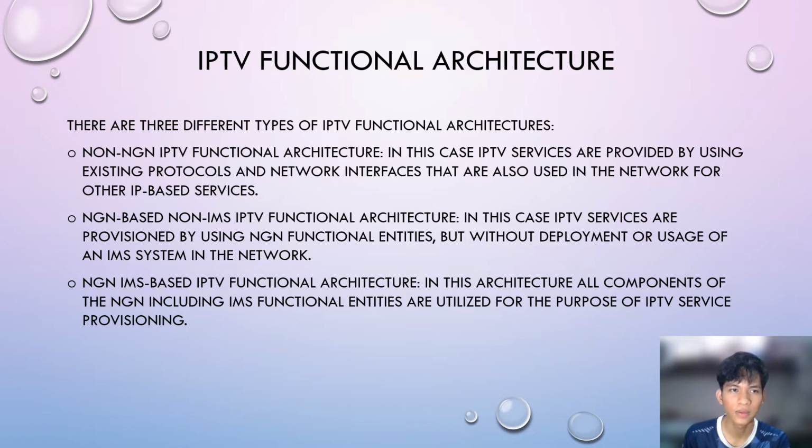IPTV functional architecture. There are three different types of IPTV functional architecture. First is non-NGN IPTV functional architecture. In this case, IPTV services are provided by using existing protocols and network interfaces that are also used in the network for other IP-based services. Second, NGN-based non-IMS IPTV functional architecture. In this case, IPTV services are provisioned by using NGN functional entities but without deployment or usage of an IMS system in the network. Lastly, NGN IMS-based IPTV functional architecture. In this architecture, all components of the NGN including IMS functional entities are utilized for the purpose of IPTV service provisioning.